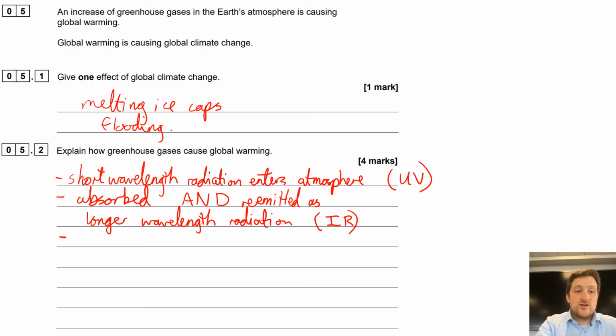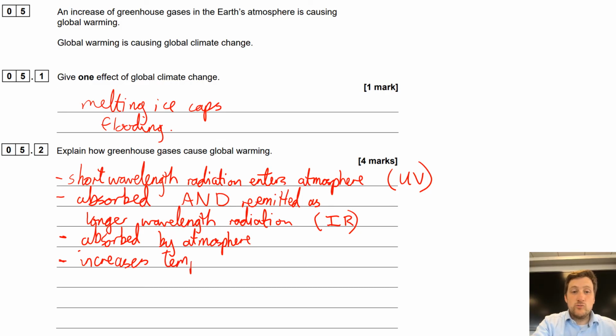Okay, now what happens to this infrared radiation? This is absorbed, and it's just absorbed by the atmosphere. I'm putting it as bullet points because it's these bullet points that will get you the marks. You need to know it's short wavelength radiation that enters the atmosphere. You need to know that's absorbed, then re-emitted as longer wavelength, and then this is absorbed by the atmosphere, and this absorption of longer wavelength radiation increases the temperature, which is our global warming. Each one of those points is absolutely essential.